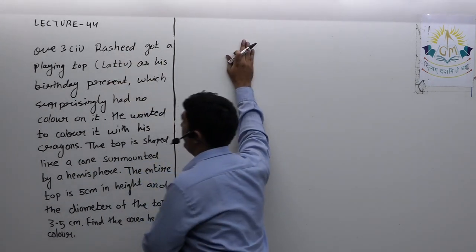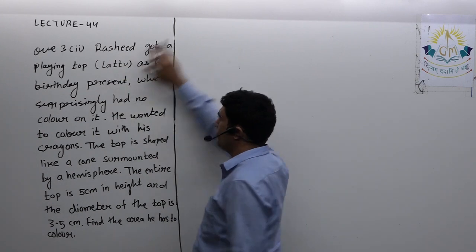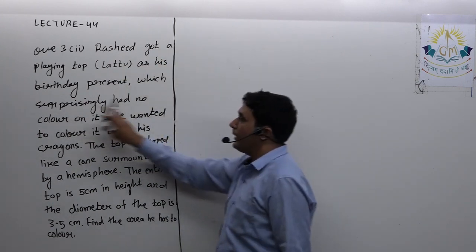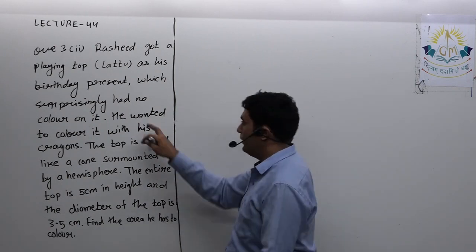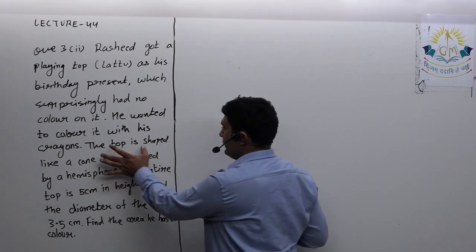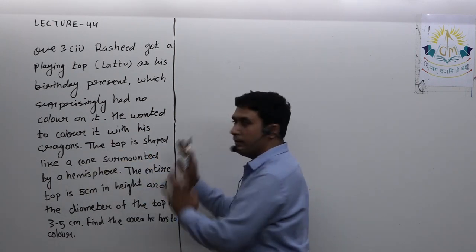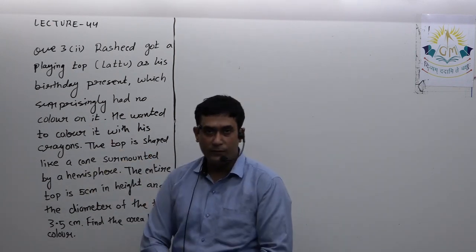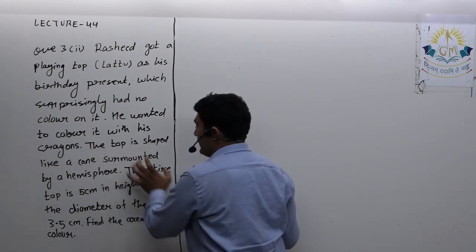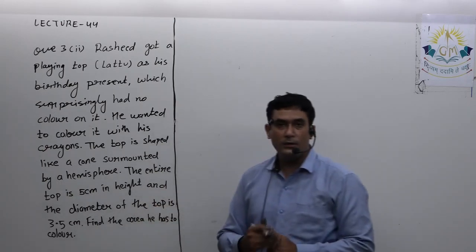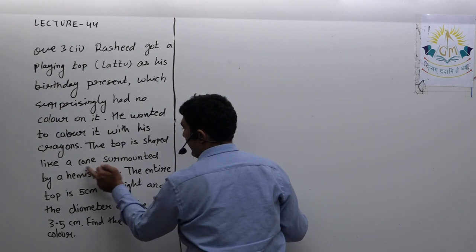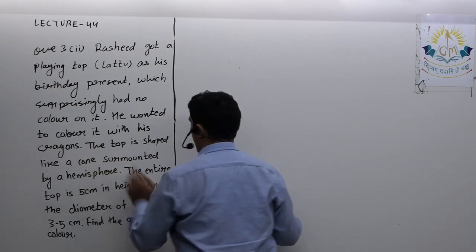Rashid got a playing top, generally known as Lattu, as his birthday present, which surprisingly had no color on it. He wanted to color it with his crayons. The top is shaped like a cone. In this particular question, a diagram is given with the question, but even if the diagram is not given, the information is sufficient so that you can draw the diagram on your own. It is given the top is shaped like a cone surmounted by a hemisphere.